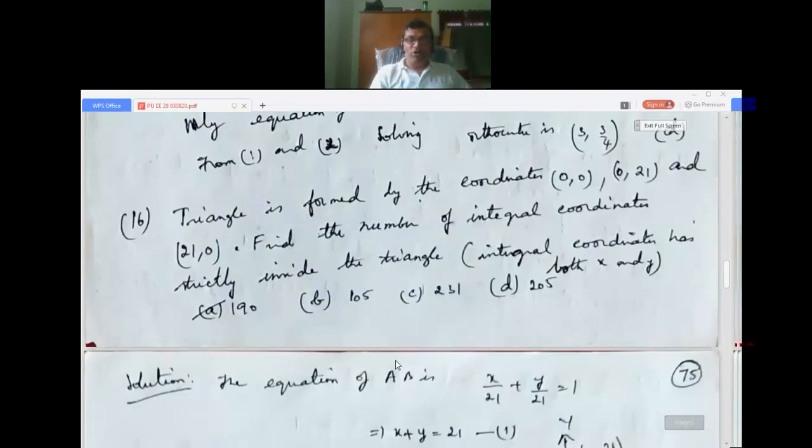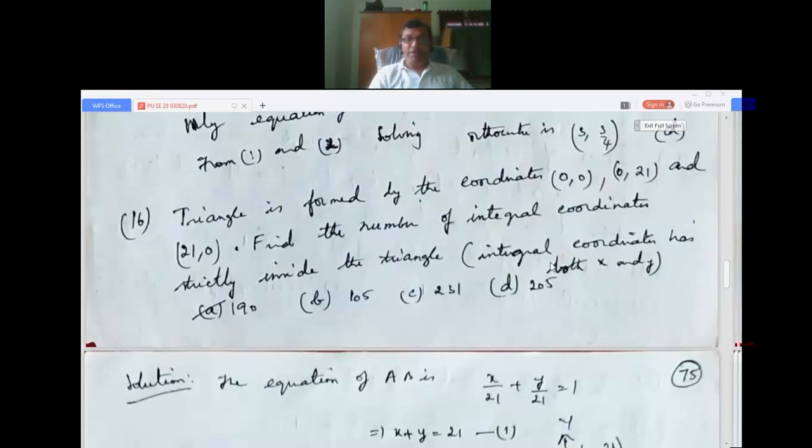Question number 16. A triangle is formed by the coordinates (0, 0), (0, 21) and (21, 0). Find the number of integral coordinates, meaning the number of points with integer values, strictly inside the triangle.